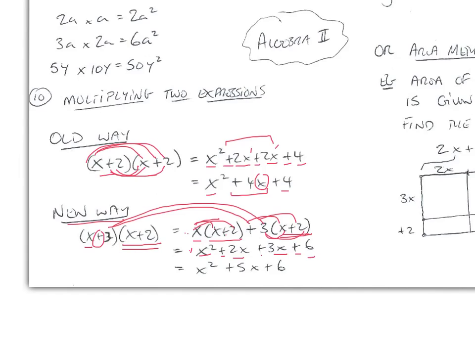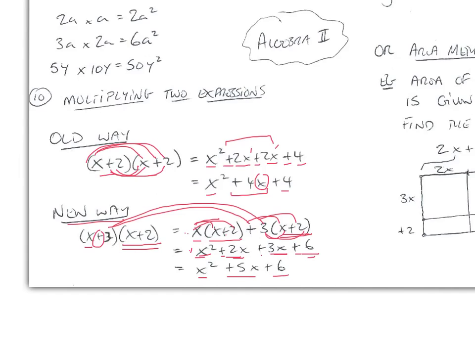So we gather our terms here now. We have x squared, there's no other x squared terms, so that's done. And then we have 2x, anymore? Yes, there's 3x, that's plus 5x, and then we have a 6 here, plus 6, no other terms, plus 6.